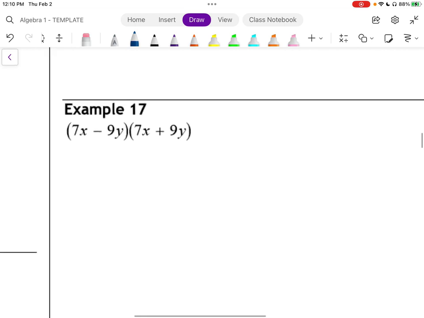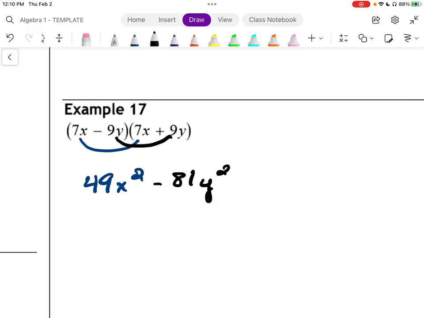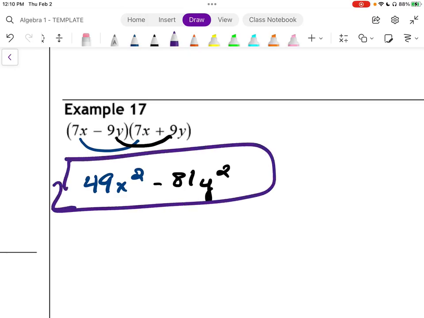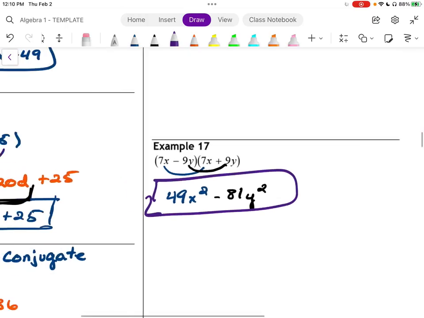Scrolling down, again, we have a conjugate, right? The same piece in the front, same piece in the back. So 7x times 7x is 49x squared. And what I'm going to do here is say, well, the middle pieces are supposed to cancel, so I'm just going to skip all the way back down to the end. Right there, that's going to be negative 81y squared. And that's our answer. What I'm doing there is using this formula.